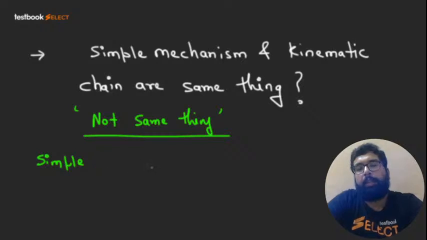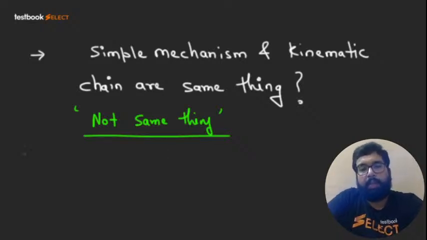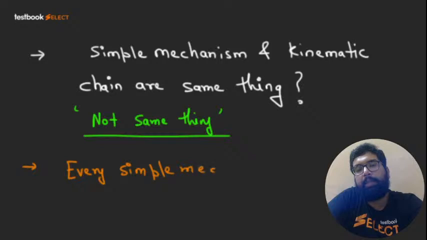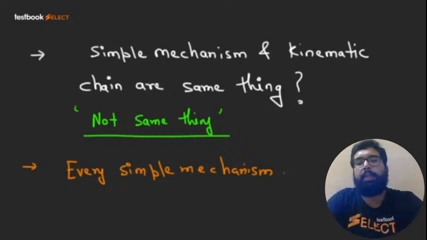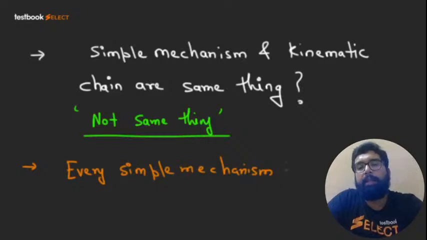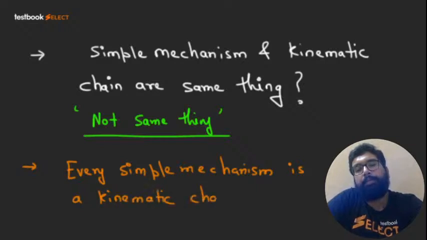So please understand, what is the difference? A simple mechanism is something which has no higher pair. Every simple mechanism is something which has four links. So every simple mechanism, now please understand, every simple mechanism is a kinematic chain, right?